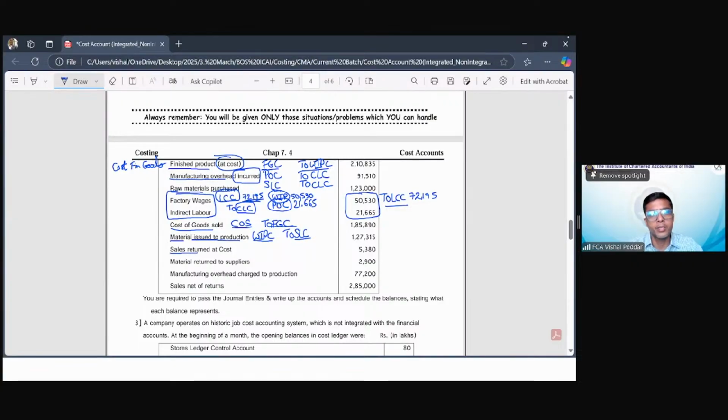Now, sales return at cost. I again repeat, students, you have to understand the transaction. Entries, I think you all will be able to construct correctly in 99% cases. But the problem is, we have only 50% correct entries, 40% correct entries, remaining are incorrect, not because your accounting knowledge is incorrect or incomplete. It is because you have not understood the transaction. So let us understand the transaction.